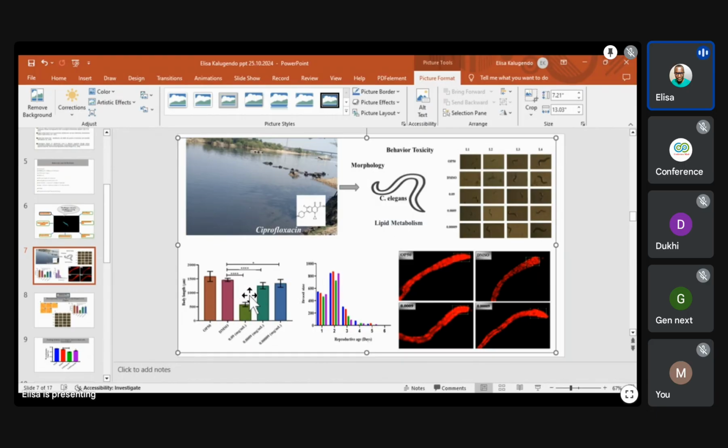So we could measure the body length, and then we detected the reproductive age and the reproductive potential of these C. elegans. And then later we used the fluorescence microscope to determine the lipid deposition within the animal after being incubated for 48 hours at L4 stage. So mostly all the parameters were measured at L4 stage.